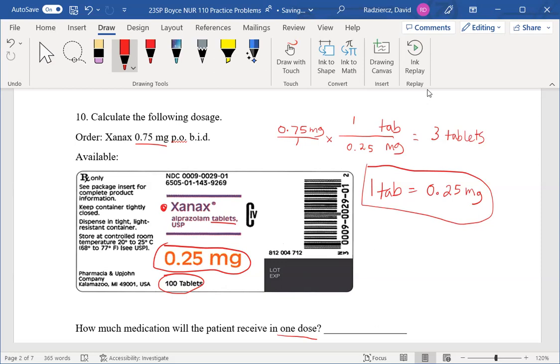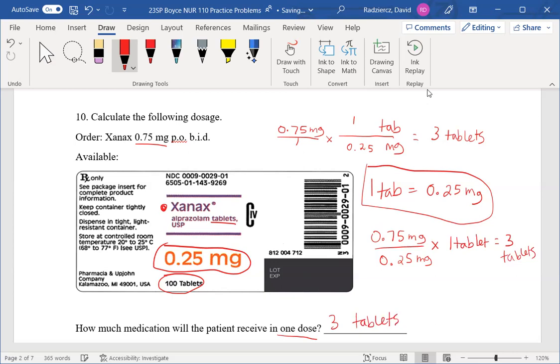Now, if you're doing ordered over have, or ordered over available, this works pretty well for oral-based medications. Again, you can take what's ordered, the 0.75 milligrams, over the 0.25 milligrams, times your quantity, which is the 1 tablet, and you're still going to get the same answer, 3 tablets. So that's what you'd write down here, 3 tablets.